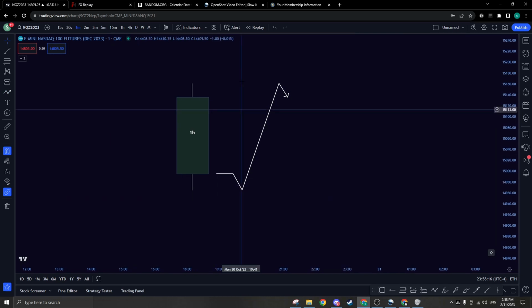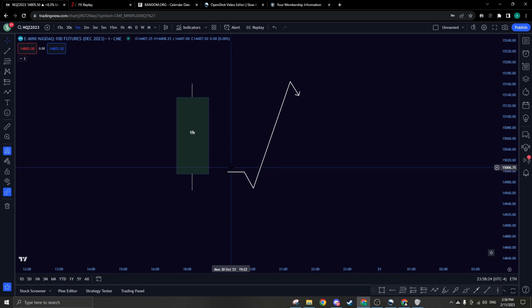So this 1 hour candle can be broken down into, let's say, the 1 minute chart over here. It opens up, goes down, comes up, and goes back down. So this occurs with every single candle. This is how every single candle forms. The candles are only a representation of the way price moves within a specific time period.